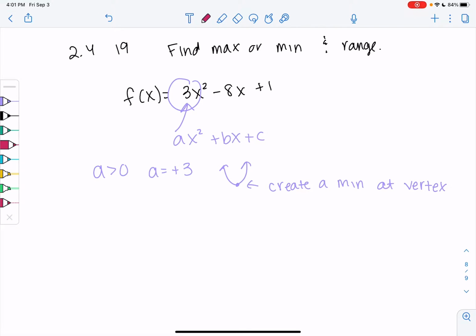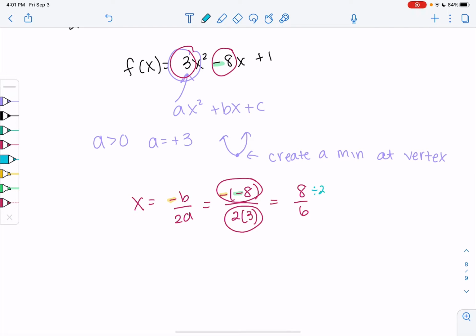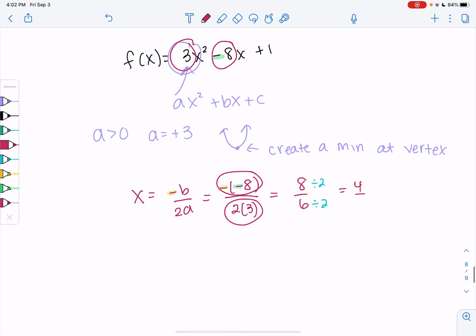So we know that the vertex is at x equals negative b over 2a. So b is negative 8, right? One negative from the formula, another negative from the 8, all over 2a. A is 3. So we get positive 8 over 6. We should always simplify if we can, and it'll make the math easier. So we get 4/3 when we divide them both by 2. So that's the x value of my vertex.